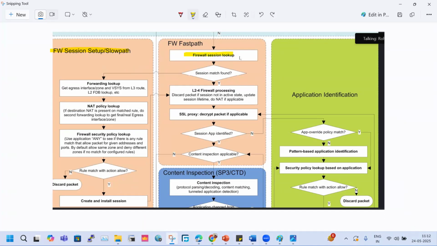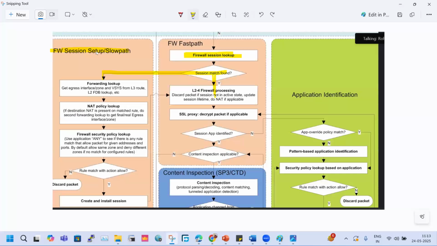In the next stage, it is mentioned the firewall session lookup. It will try to find whether any session with the same source and destination exists with the firewall. If the session matches, it will take the fast path. If it doesn't match, like a new connection whose source IP and destination IP don't match the session table, then the firewall will move to the slow path.